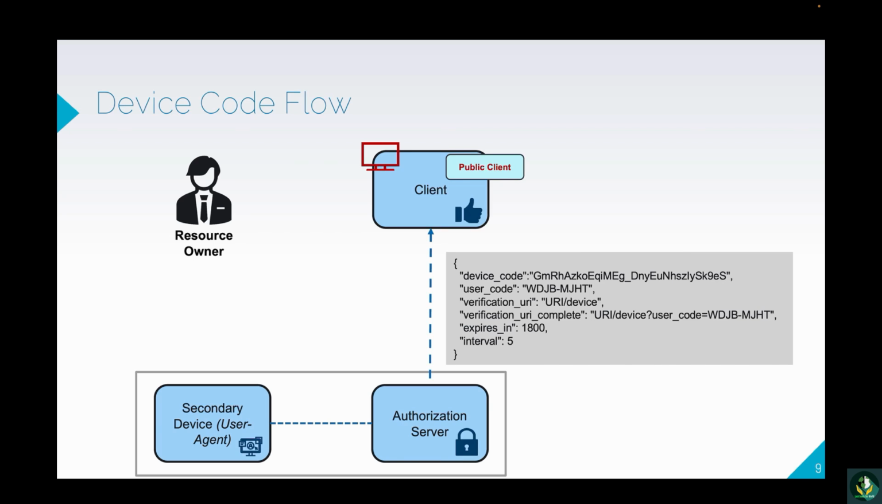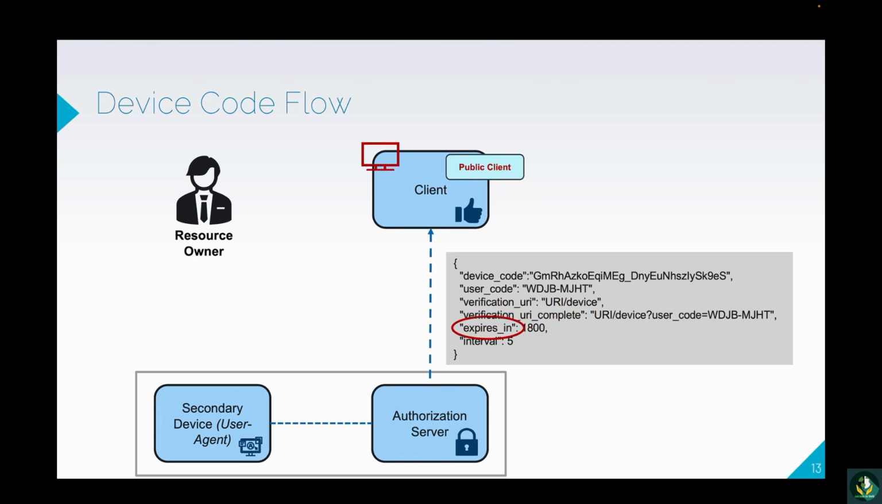The authorization server responds with several key pieces of information. It provides a device code that the client uses to poll for the user's authorization status. A user code is also provided, which is a short, easy-to-enter code for the user. Additionally, a verification URI is shared, which the user must open on an external device. Sometimes, the server also provides a verification URI complete, which includes the user code pre-filled to make the process easier.